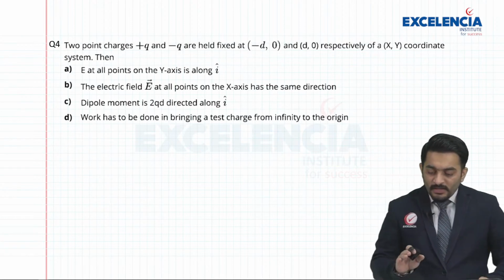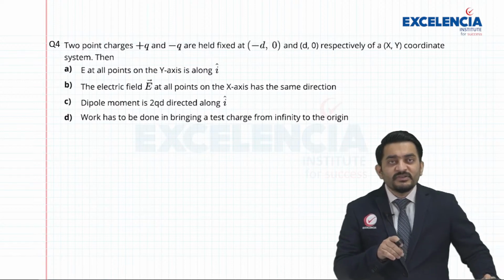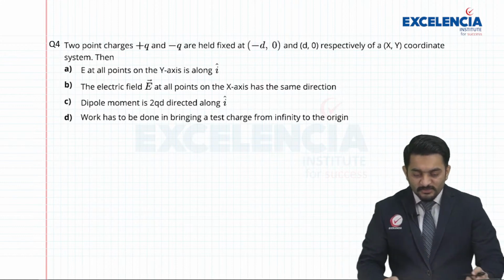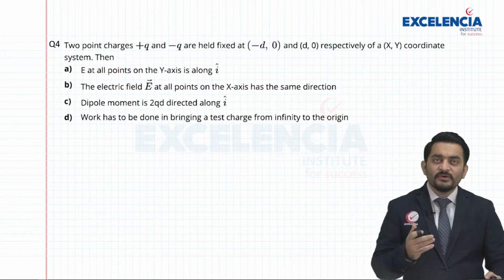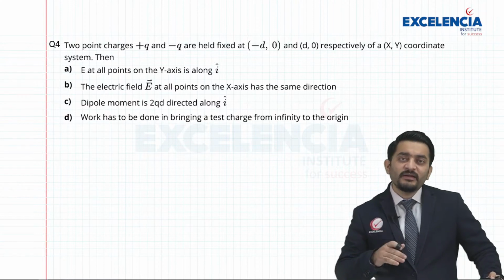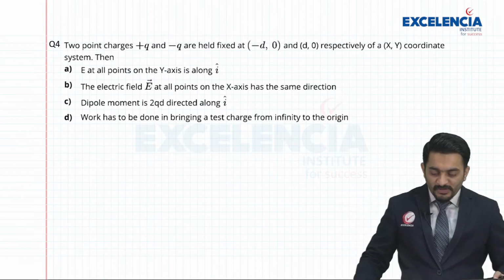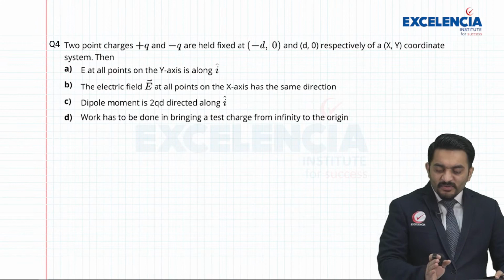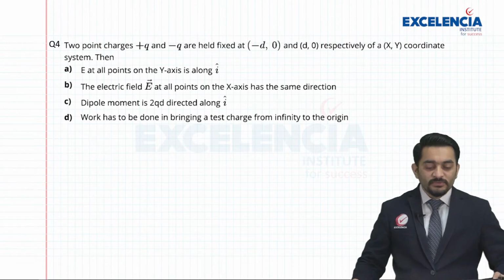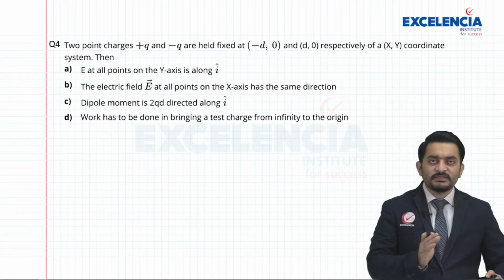When I read the next question, what you need to understand is that it looks like a question on a dipole. There are 2 point charges, positive q and minus q, because we know the definition of a dipole. If you can recall anything related to the dipole, it will be good for you, because you would be able to relate those things here. Plus q and minus q are held fixed at minus d0 and d0, respectively, of an xy coordinate system.